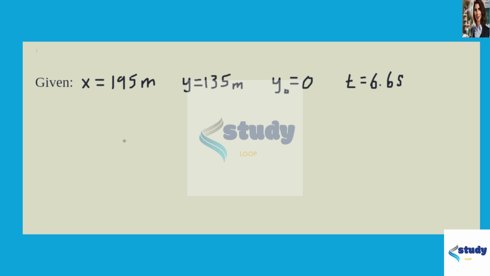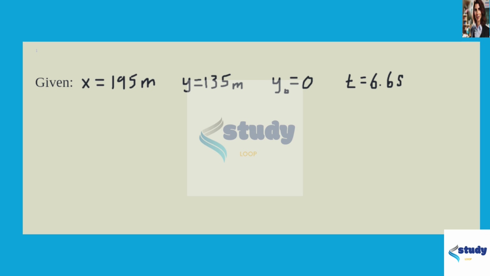So I wrote out here what we were given. That was x is 195 meters, the distance in the x direction it travels. The cliff is 135 meters high, so it has to travel that high to get on top of the cliff. So that's y. It starts out at 0 meters, so y naught is 0. And the time of flight is 6.6 seconds. So then it wants us to find the total initial velocity, v of 0, in both magnitude and direction.